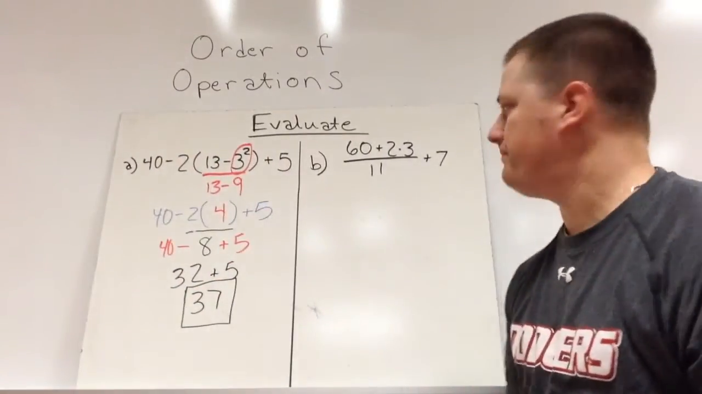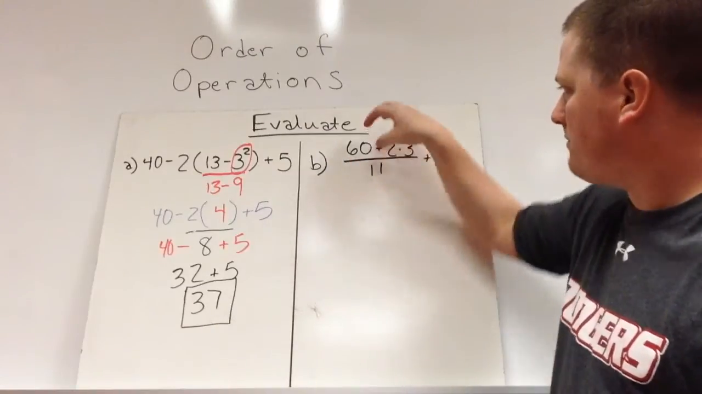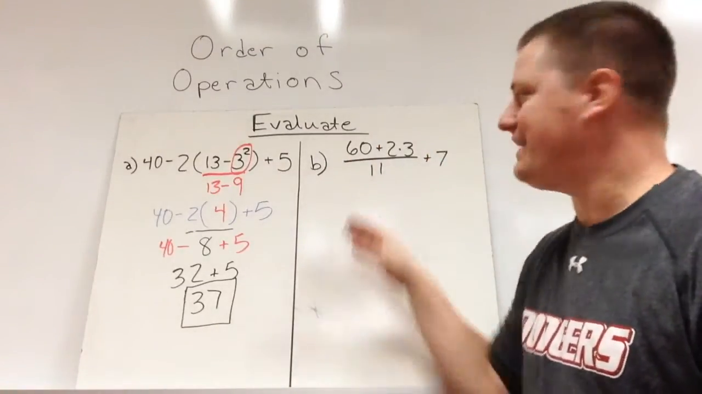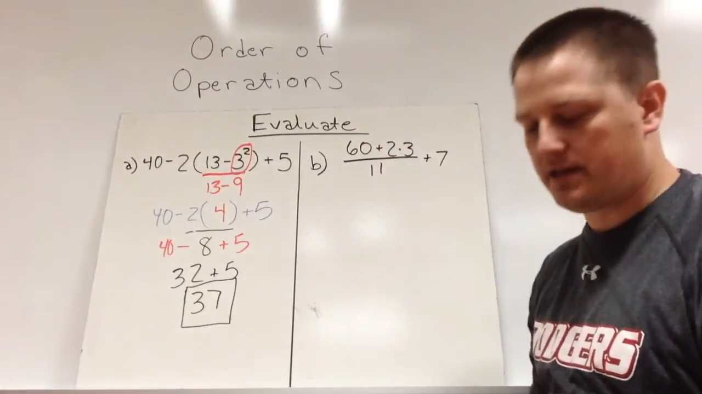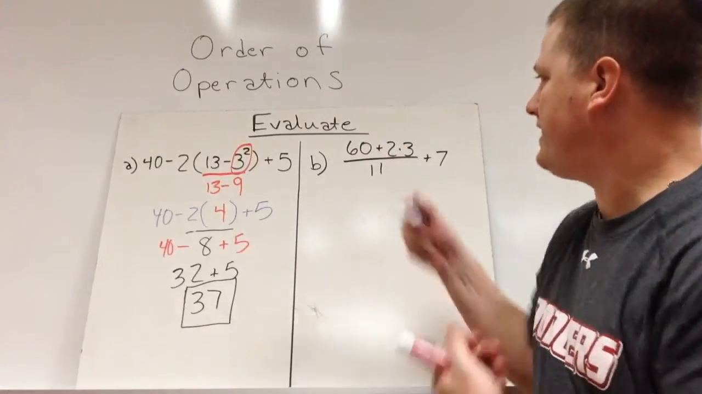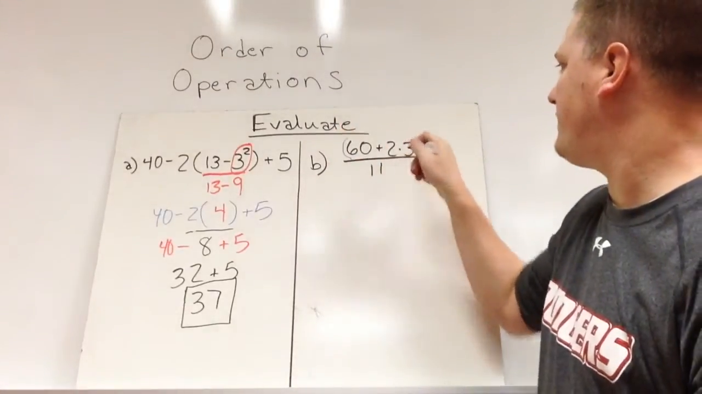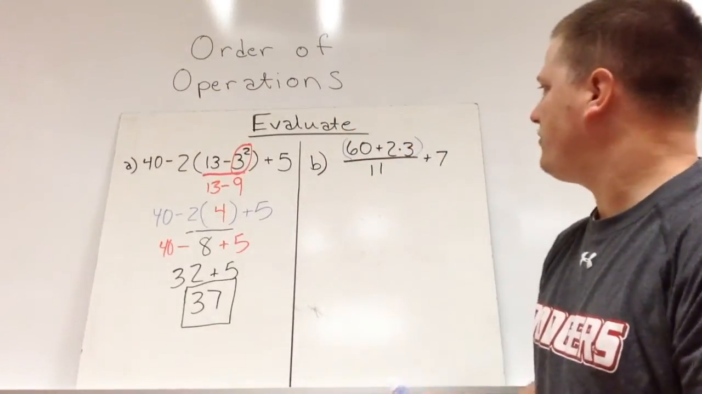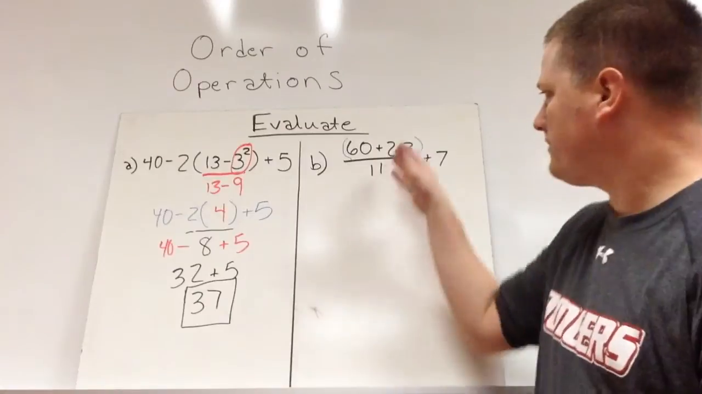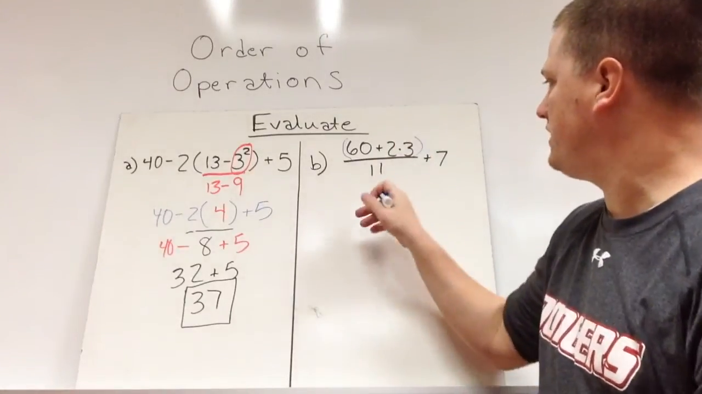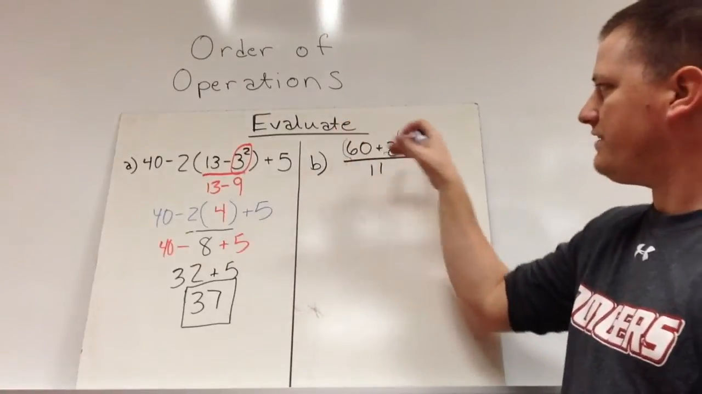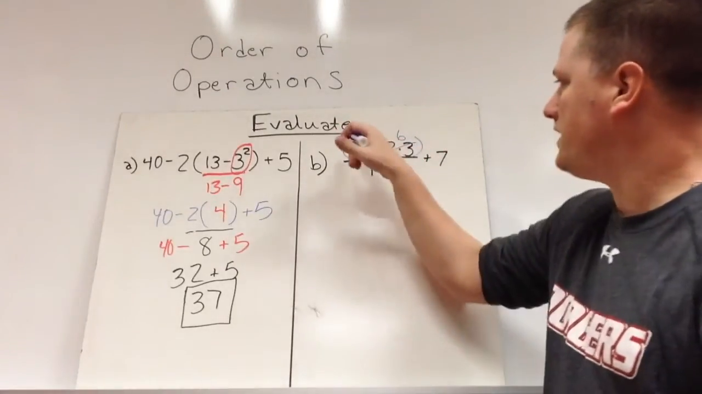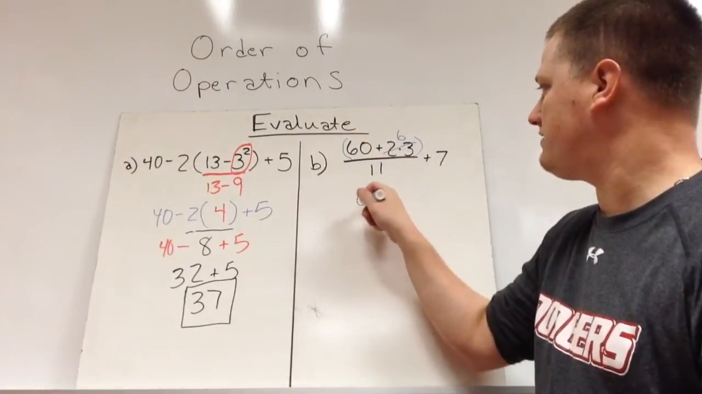Here's another example. Again, we have a division bar, but we can't really divide this unless all of this is one number. So we've got to do the order of operations to the top. One way to think about that is like the top here is in parentheses. So we have 60 plus 2 times 3. We have to do the multiplication first, so that's going to give us 6. We still have this parentheses because it's not one number. 60 plus 6 is 66.